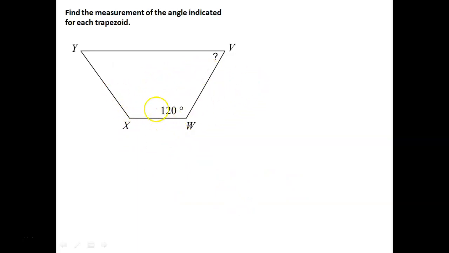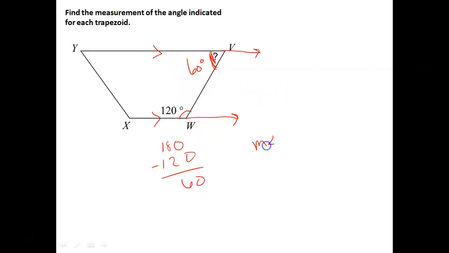All right, here, they're not congruent, but these are parallel lines, okay? If you guys remember, parallel lines cut by a transversal, the same side interior angles are supplementary. So this angle plus this angle equals 180. So 180 minus 120 is 60. So the measure of angle V is 60 degrees.